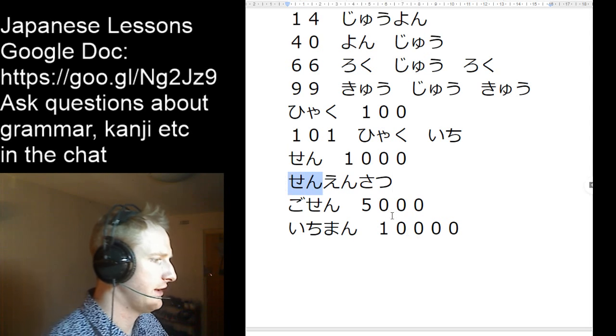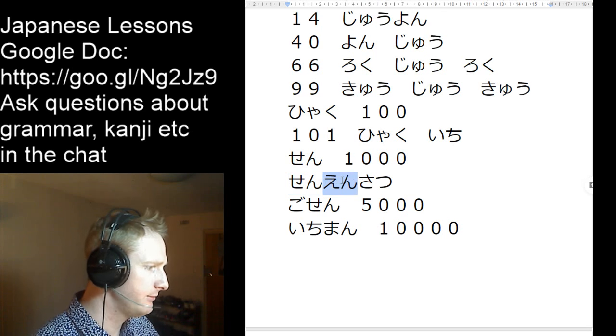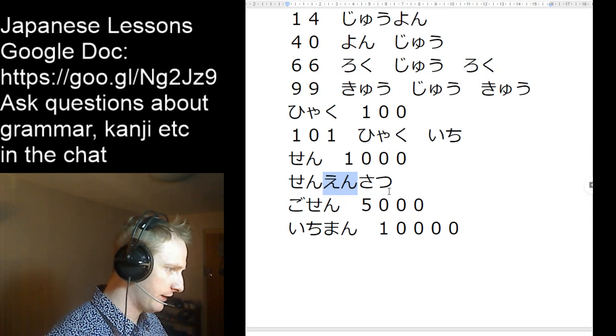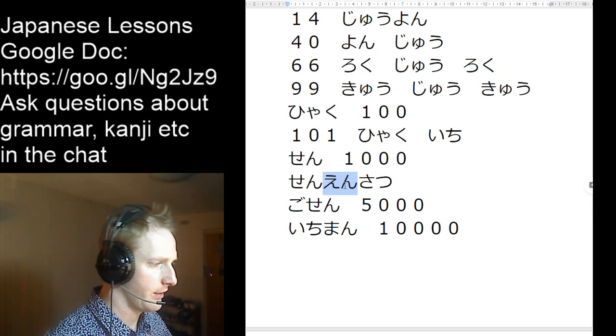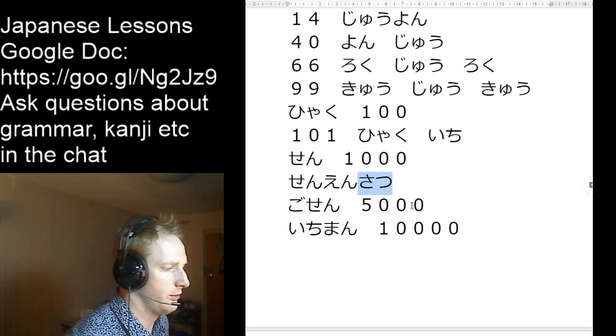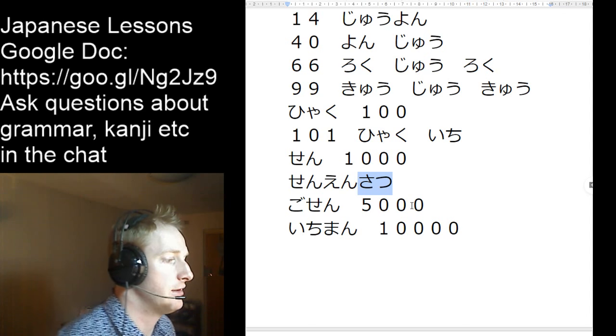Okay, so sen is 1,000. We don't need to add 1 in front of it. We can just say sen. Now en is how the word yen is actually said in Japan, so they don't add a y to it. Just en. So sen en, 1,000 yen, and satsu is like a note or a bill. So sen satsu is a 1,000 yen note.